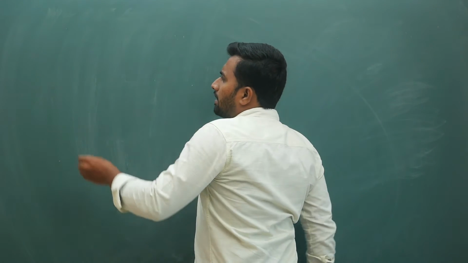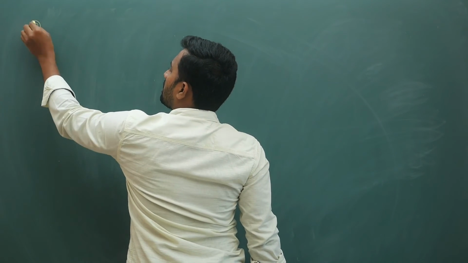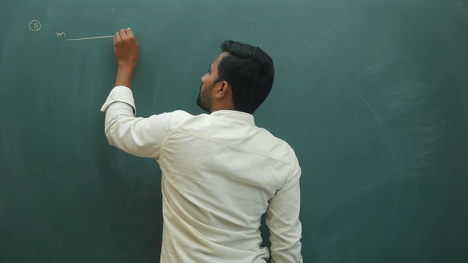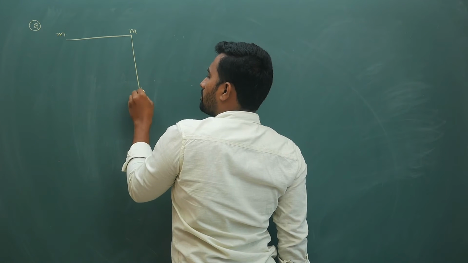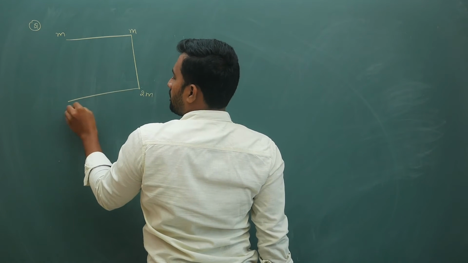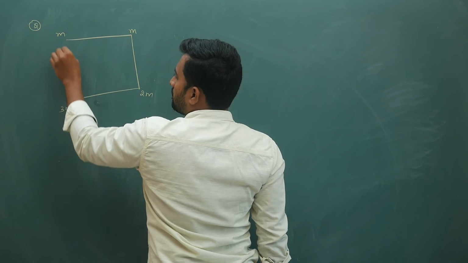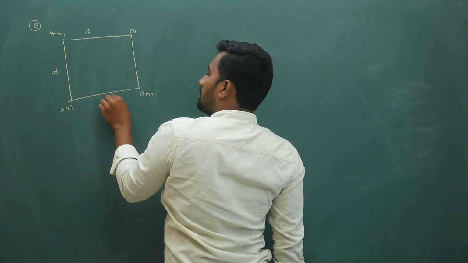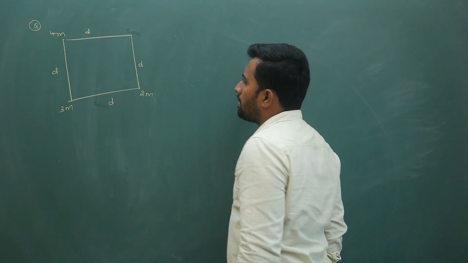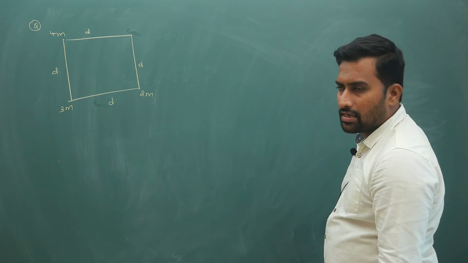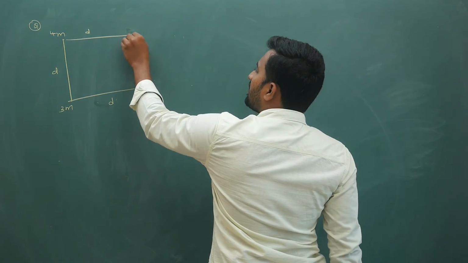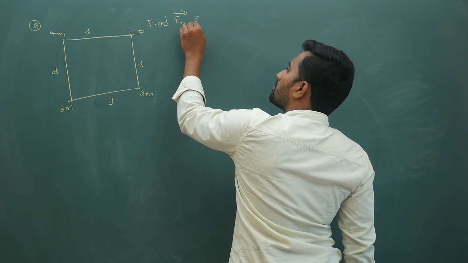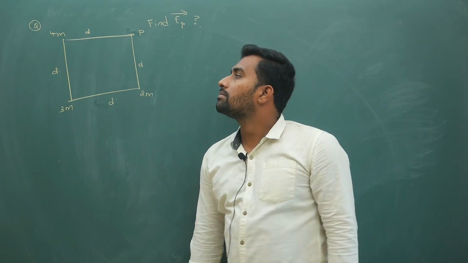Your next question is, let us say you have m, 2m, 3m, 4m like this. They are at the corners of a square. What is your question, I will tell you. Find the field at P. Find the gravitational field at point P.